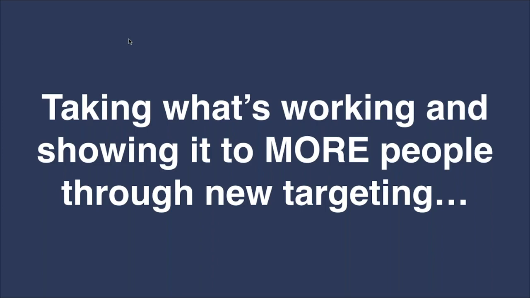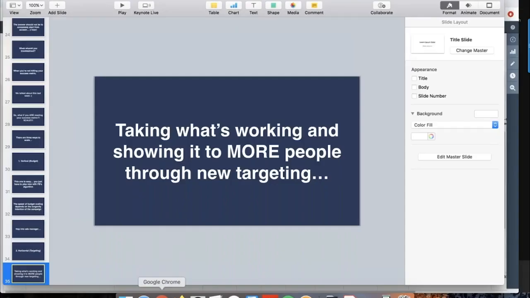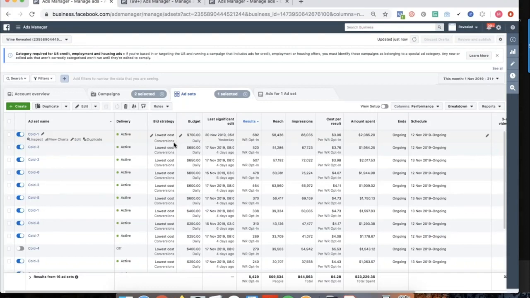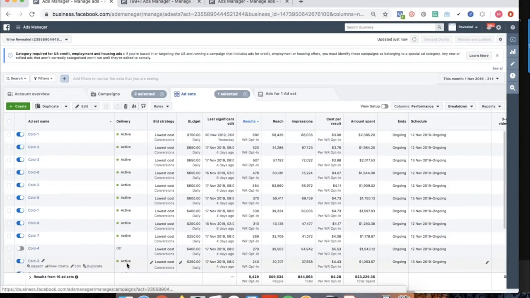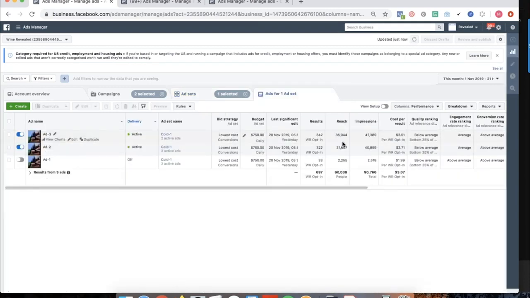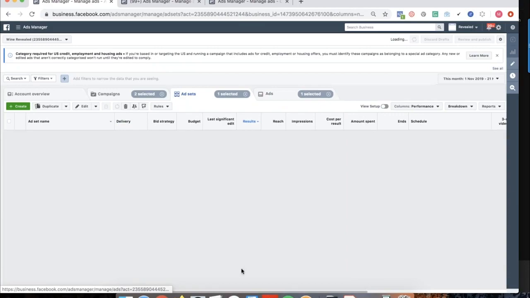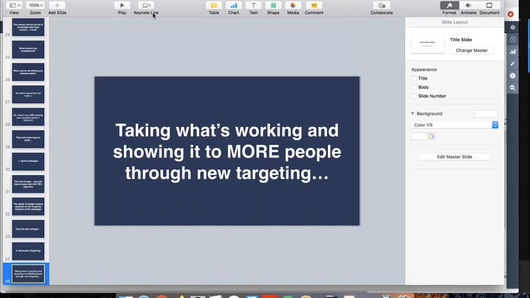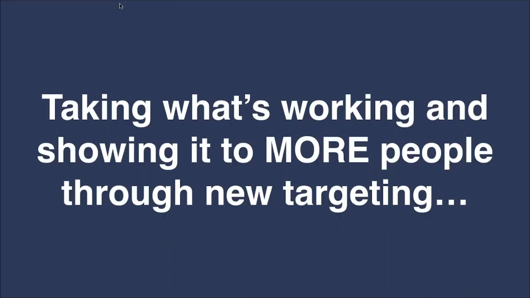It's about taking what's working. So what's working for Wine Revealed is targeting the wine market. I mean, this is definitely a market-centric business. There aren't really avatars here. So targeting the wine market, these ads are working. The offer's working, the copy's working. Everything's working pretty well here. And that's where you are when you're ready to scale. Things are working.